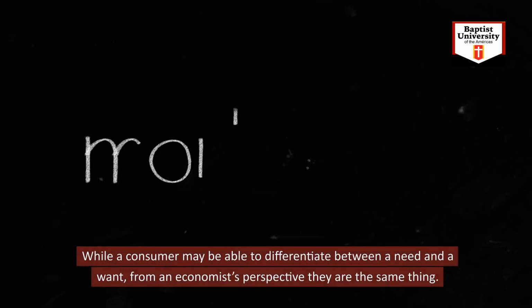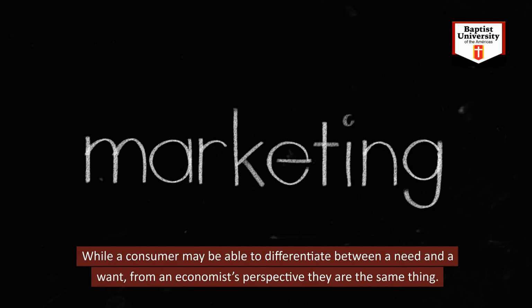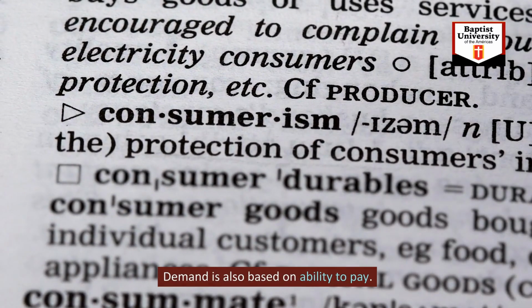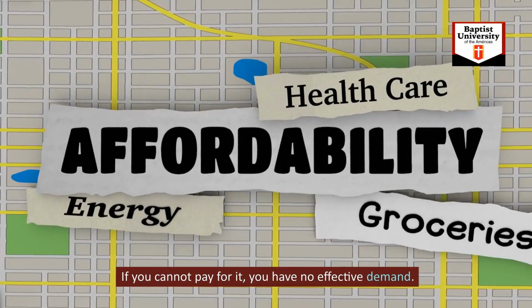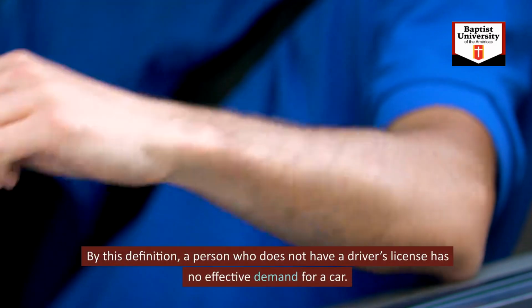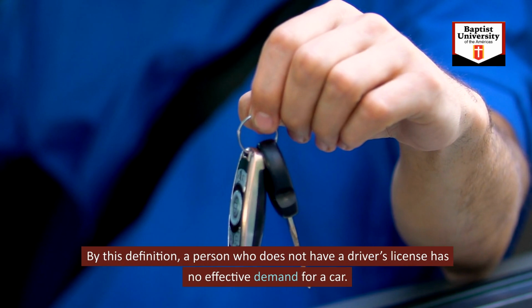While a consumer may be able to differentiate between a need and a want, from an economist's perspective, they are the same thing. Demand is also based on ability to pay. If you cannot pay for it, you have no effective demand. By this definition, a person who does not have a driver's license has no effective demand for a car.